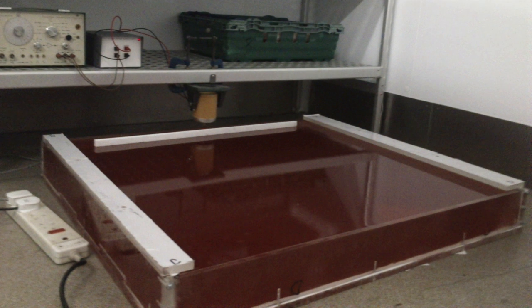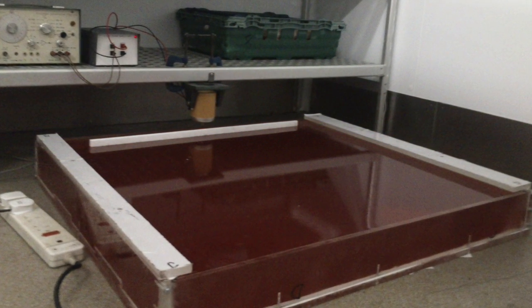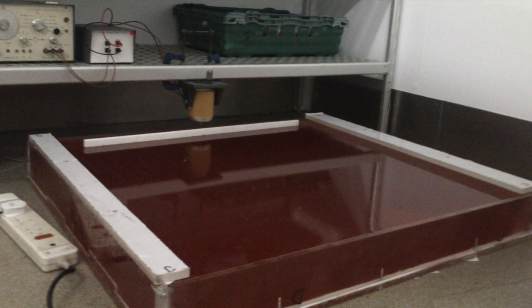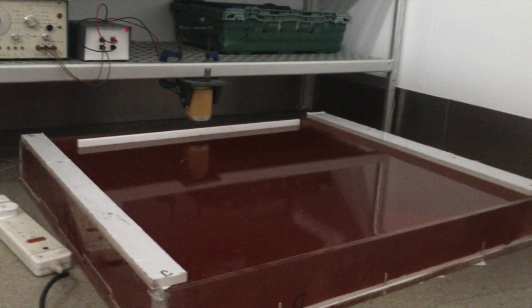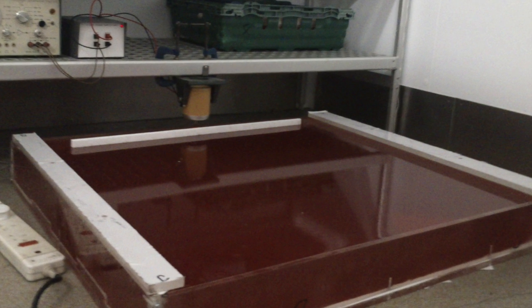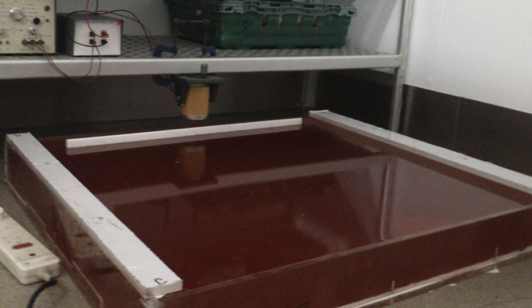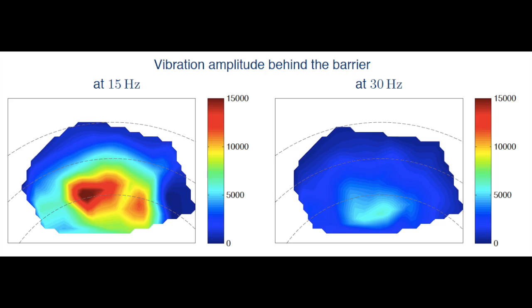Pieter performed a lab experiment at the University of Cambridge using a large vat of strawberry gelatine to represent the soil, an expanded polystyrene beam as the wave barrier, and a harmonic shaker as the excitation source. The experimental results revealed that the barrier is very effective in mitigating the transmission of waves, especially at high frequencies.